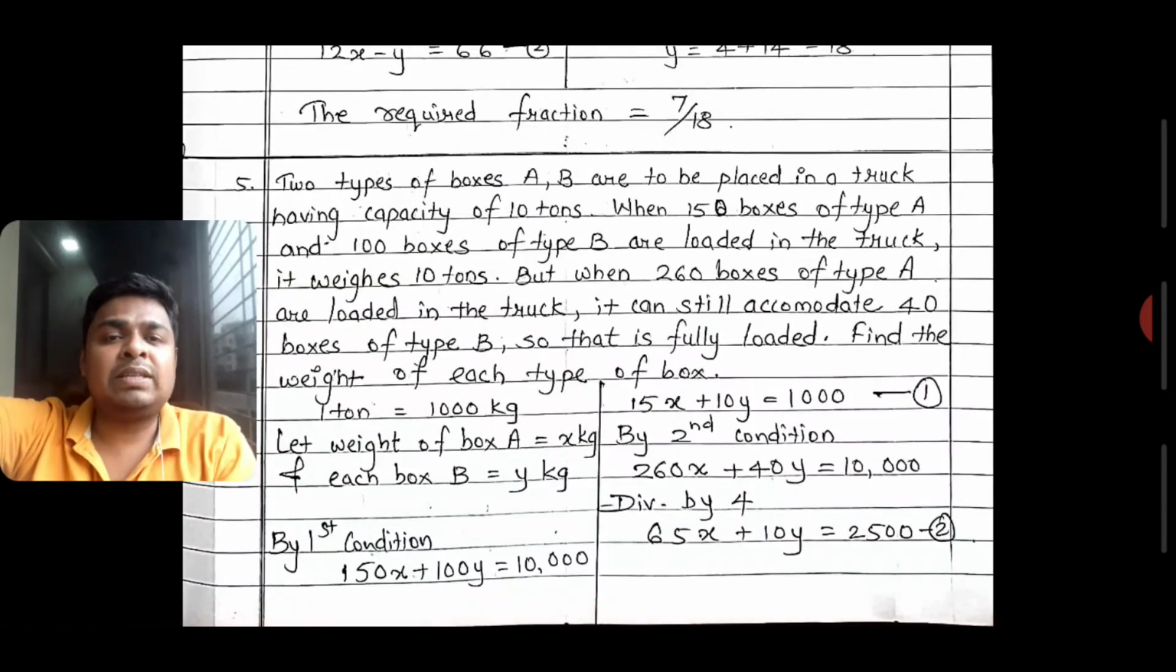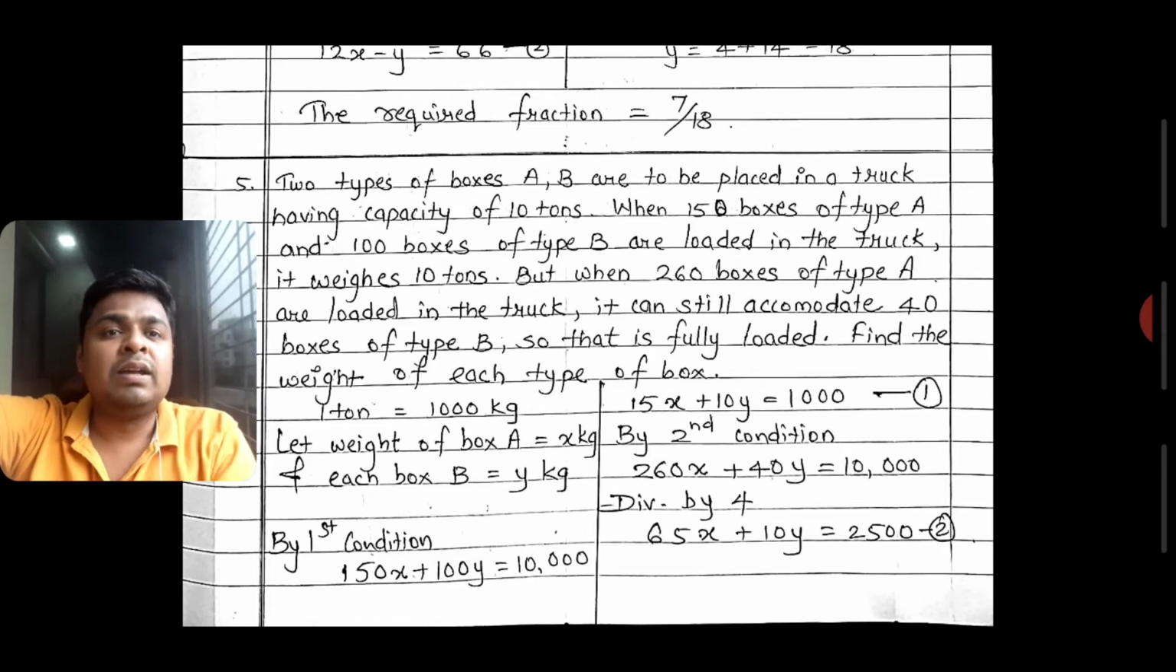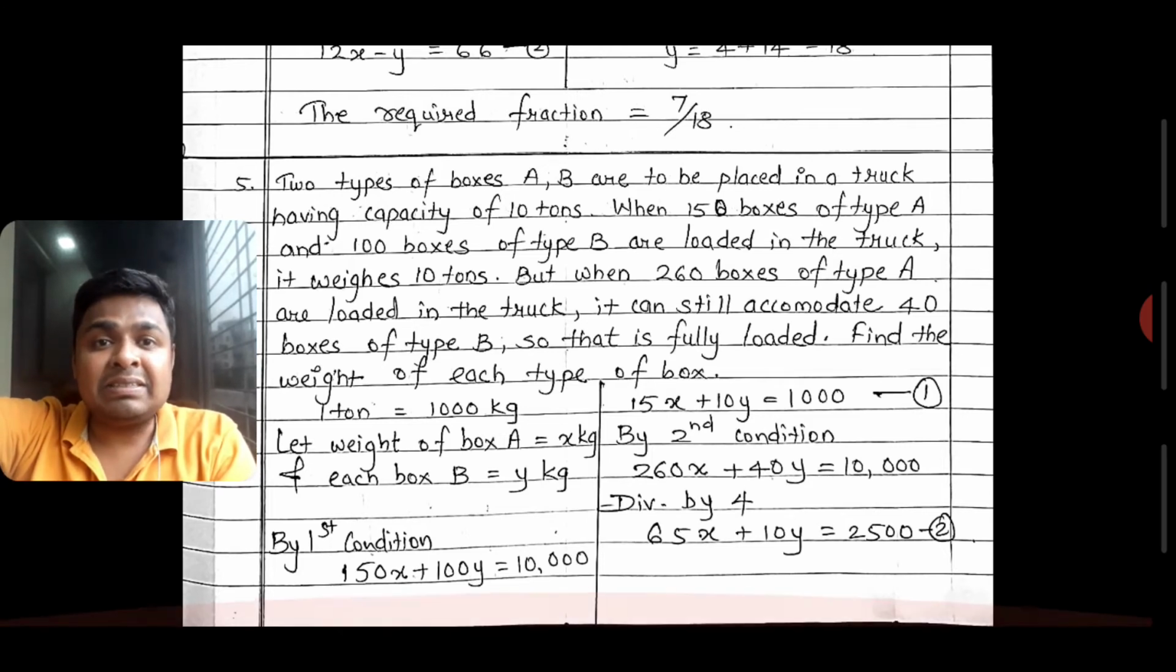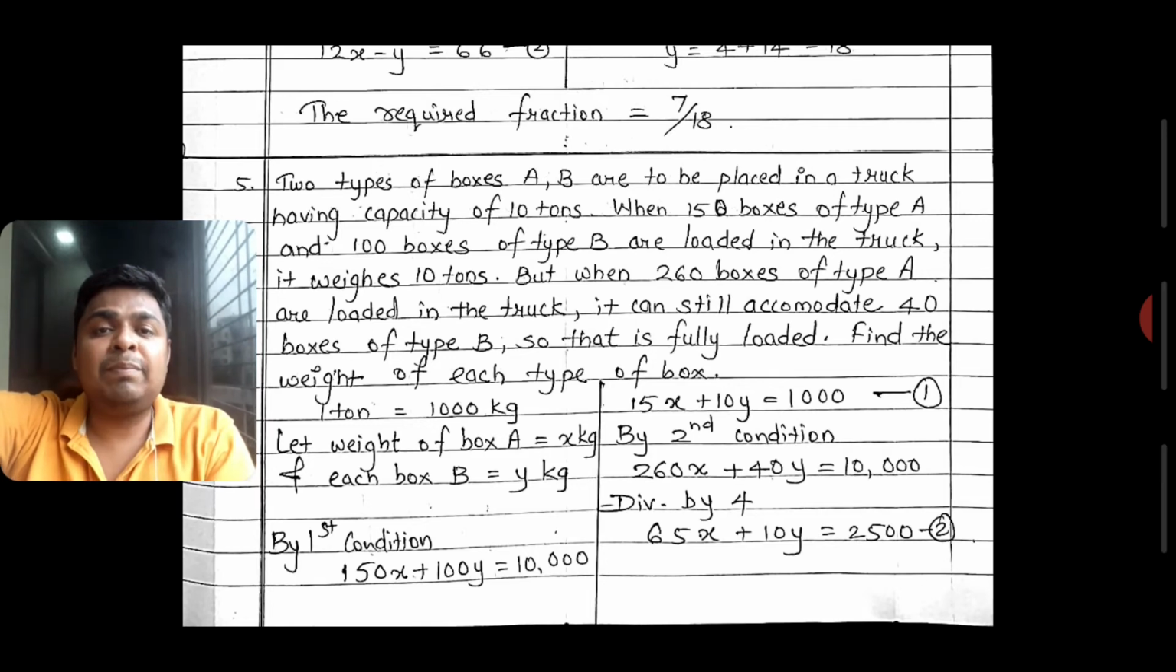Now let us go to the next question. This is a very interesting type of question. This can come in the exam. Two types of boxes A and B are there. They have to be loaded in a truck of capacity 10 tons. 1 ton is 1000 kg. So 10 tons will be 10,000 kg. So very big truck is there. 10,000 kg can be fitted in it.